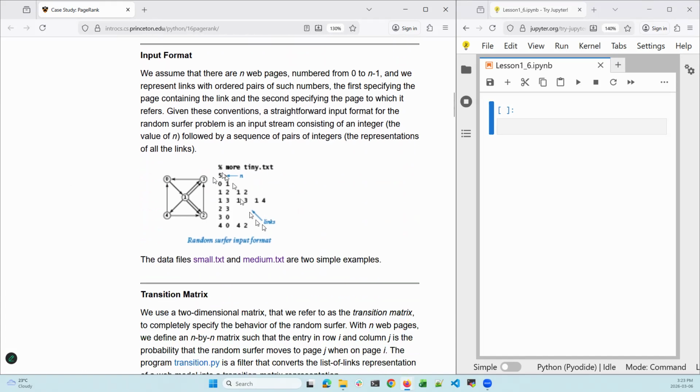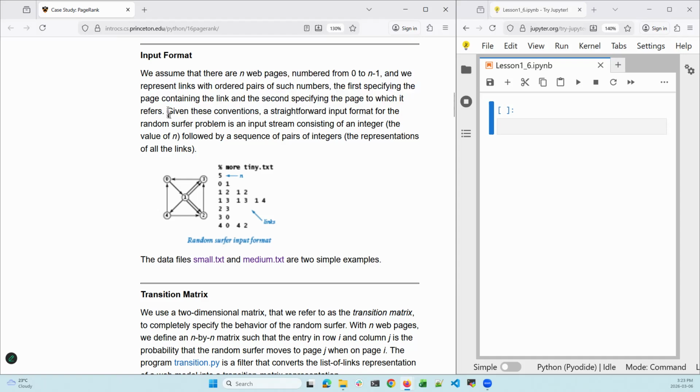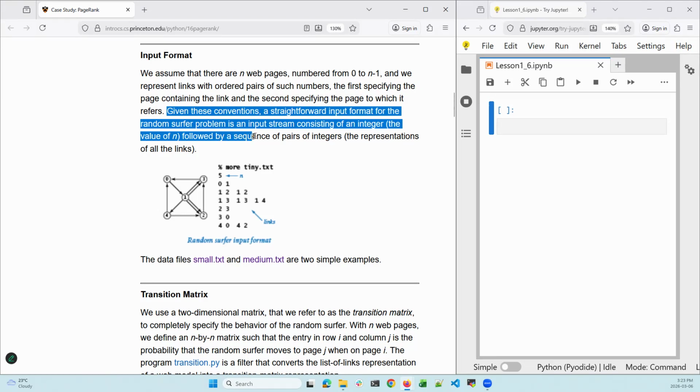Input format. We assume that there are n web pages numbered from 0 to n-1, and we represent links with ordered pairs of such numbers. The first specifies the page containing the link, and the second specifies the page to which it refers. Given these conventions, the straightforward input format for the random surfer problem is an input stream consisting of an integer, the value n, followed by a sequence of pairs of integers, the representations of all the links. So this is an example, and this is found in the text files shown here as well.